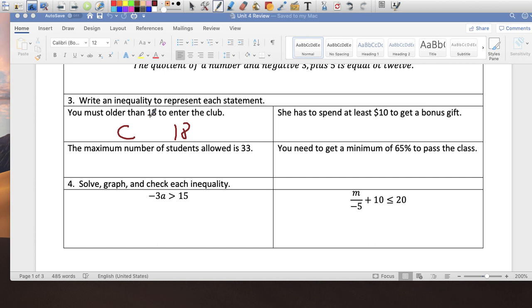How do we describe numbers older than 18? Well, they have to be that sign. Not equal to, because if you're 18, you can't get in. You have to be older. So anything above 18.